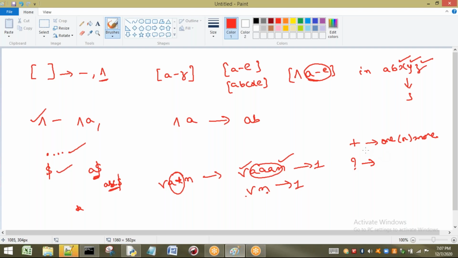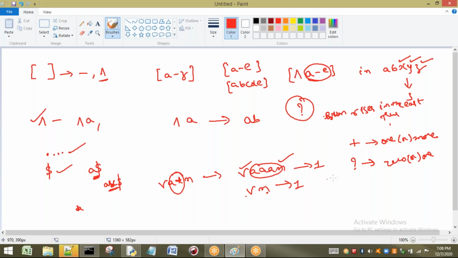Next, the question mark. Generally, to remember this, a question mark means we are having a ternary operator. It will tell either true or false. Just I am asking one question: does the sun rise in the east or not? Sun rises in the east. What will you say the answer? Yes or no, true or false. Only two things will be there. So here, either 0 or 1 occurrence. With this meta character, it indicates only 0 occurrence or 1 occurrence, not more than that.